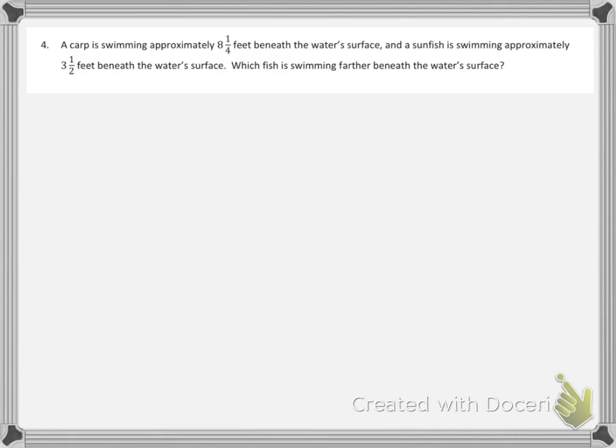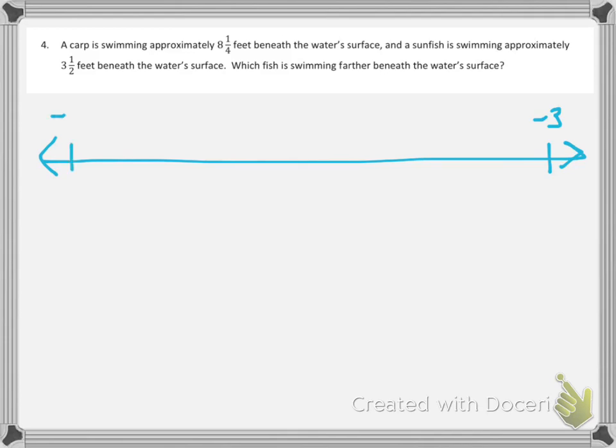A carp is swimming approximately 8 1/4 feet beneath the water surface, and a sunfish is swimming approximately 3.5 feet beneath the water surface. Which fish is swimming farther beneath the water surface? So I need the smaller number, the one that's left on the number line. So let's go number line again. And let's see, this time I've got a wider range. So they're both below, they're both negatives. So I know that negative 3 would be here. And I need to get smaller than negative 8. So this is going to be a negative 9.